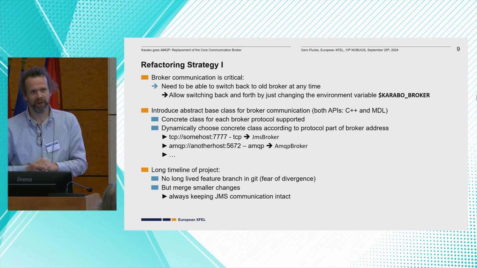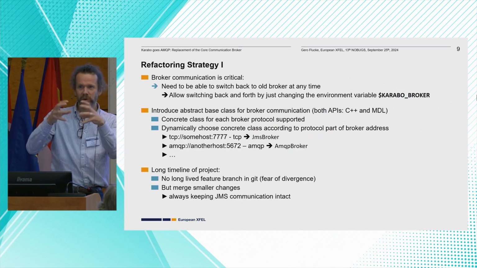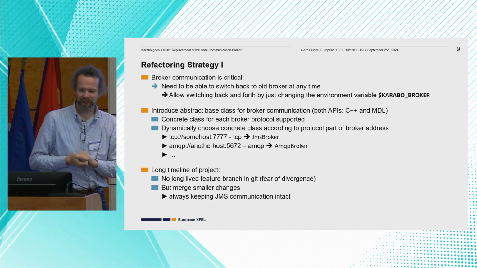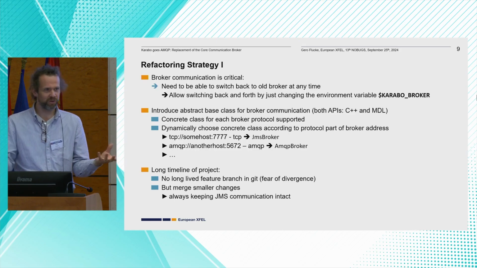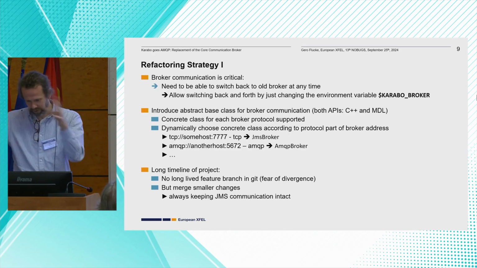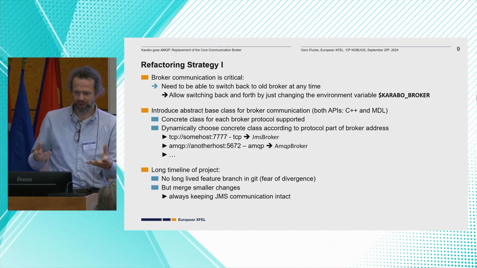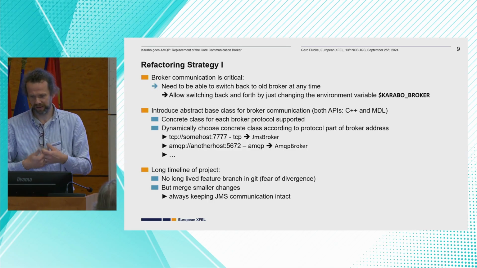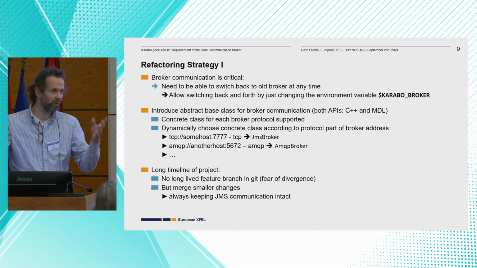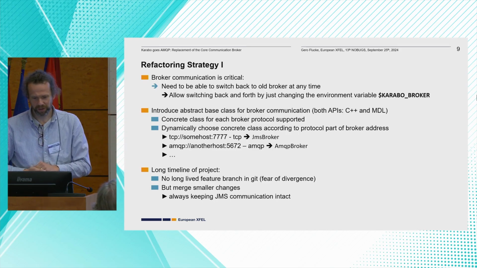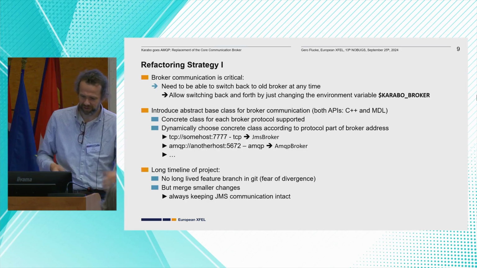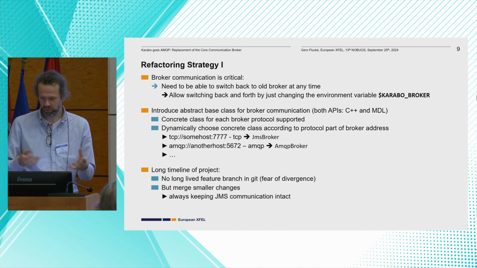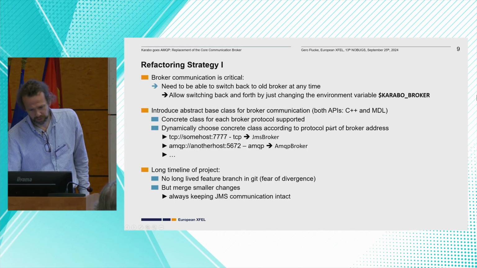So how to replace the heart of your communication is a bit delicate. The communication is critical, so whatever we develop, we need to be able to switch back. If we overlooked a problem that only discovers itself in production, we would want to be able to switch back at any time just by changing an environment variable. Then, of course, with object-oriented languages like C++ and Python, you have an abstract class and concrete classes for the different protocols we experimented with, and what we use is chosen dynamically from this variable.